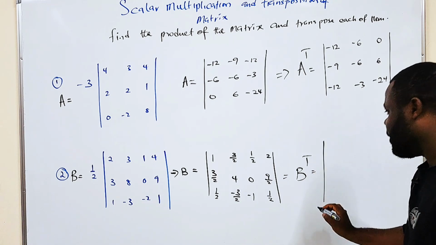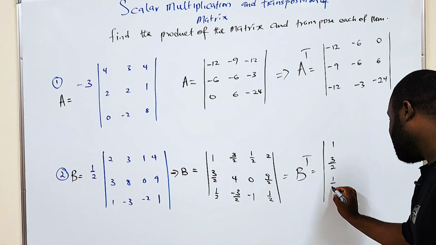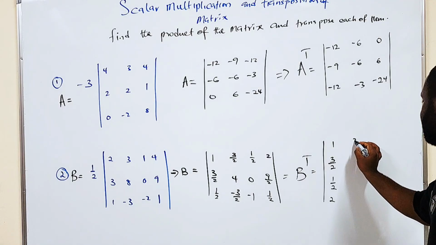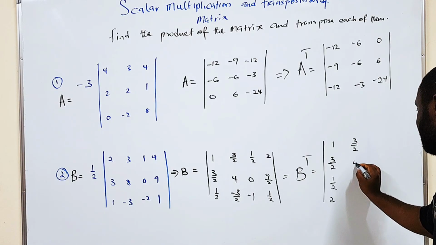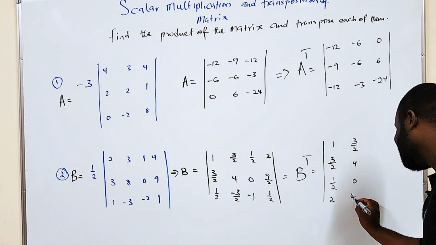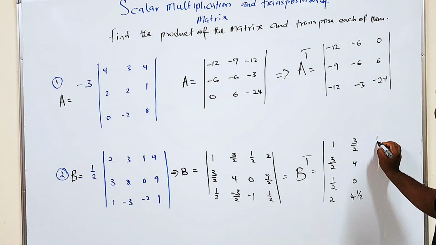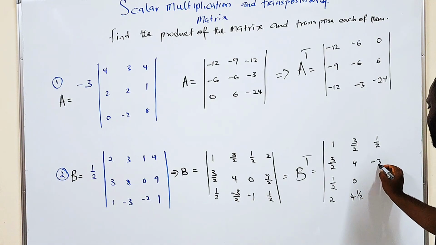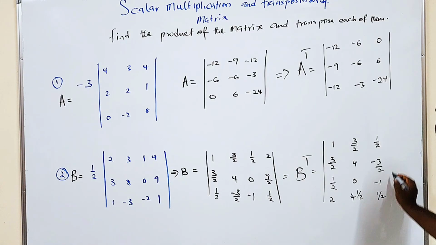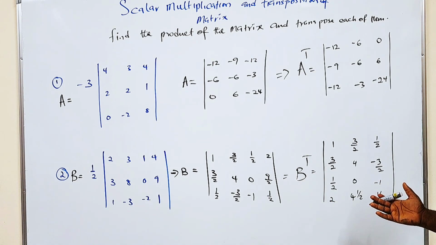This is going to be 1, 3 out of 2, half, then 2. For the second row, we have 3 out of 2, 4, 0. Let me just write 4.5 there. For the next row, we have half, -3 out of 2, -1 and 1 out of 2. And that is how we can transpose any scalar matrix.